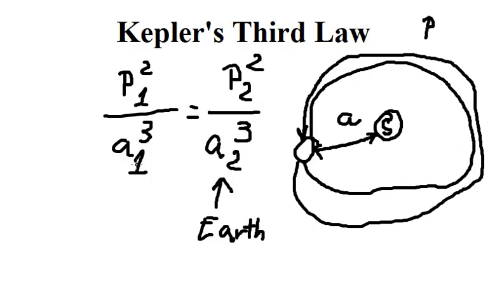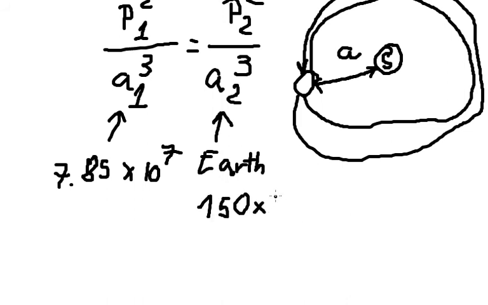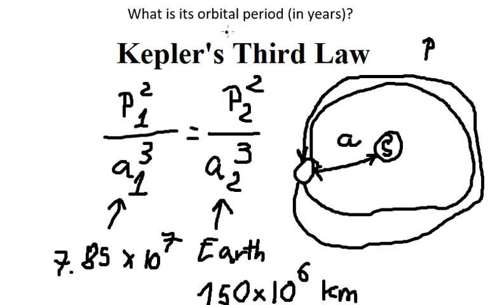So we know that A1 is 7.85 multiplied by 10 to the power of 7. About the Earth, the distance between the Earth and the Sun is about 150 multiplied by 10 to the power of 6 kilometers here. And we know that the orbital period of the Earth is about 1 year. Now we need to find B1.